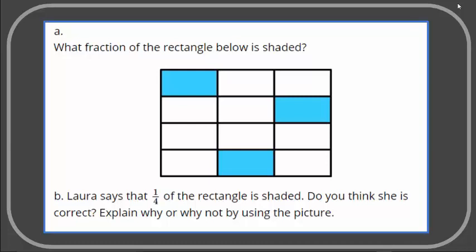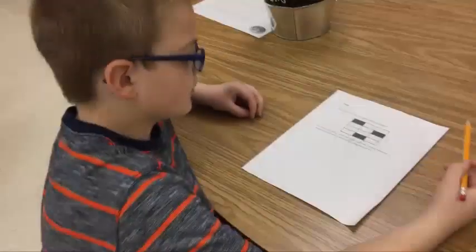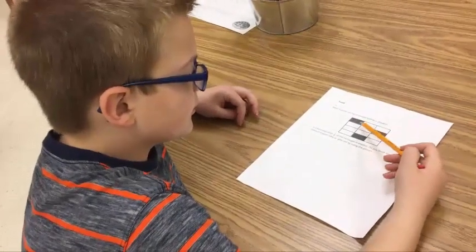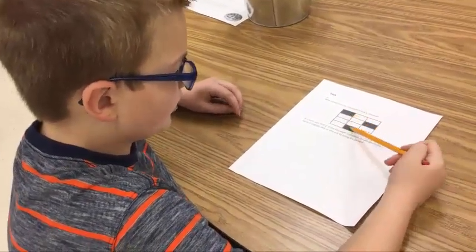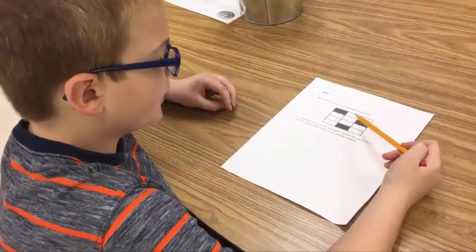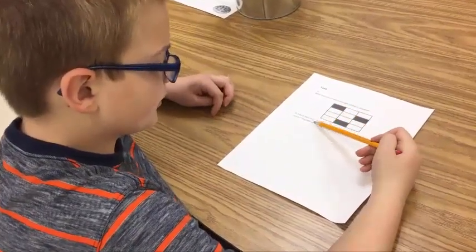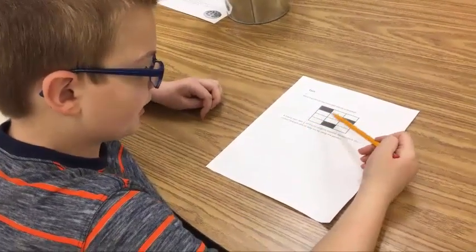They could easily see that the shaded portion is 3/12, but they had a difficult time understanding that 3/12 is equivalent to 1/4. So what do you think? Is 1/4 correct? She's only counting one of the rows, and each one has 1/4 shaded in it. So that's why she's only having 1/4, because she's only counting what's shaded.